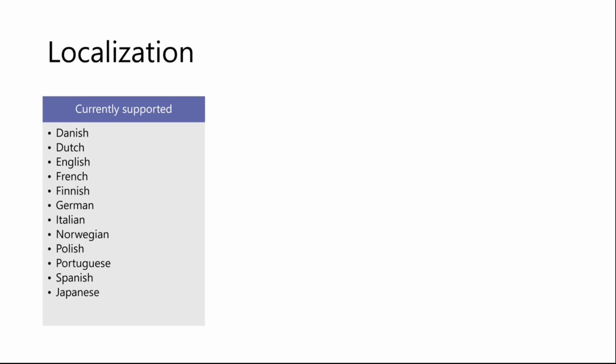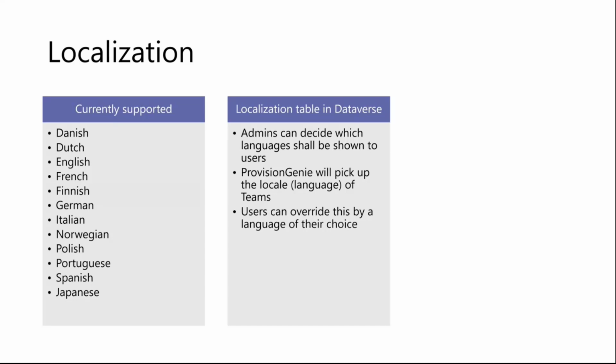But how does that work? How can you make that happen, that you have 12 languages in a Power App? As our data already sits in Dataverse, because that is really the preferred way of doing this in a Power App, we have a special table called Localization. In this table, admins can decide which languages they want users to choose from. So if Spanish and English make sense in your market, then you can limit the choice to those two languages. If you want a full-blown application with all languages available, that's up to you as an admin.